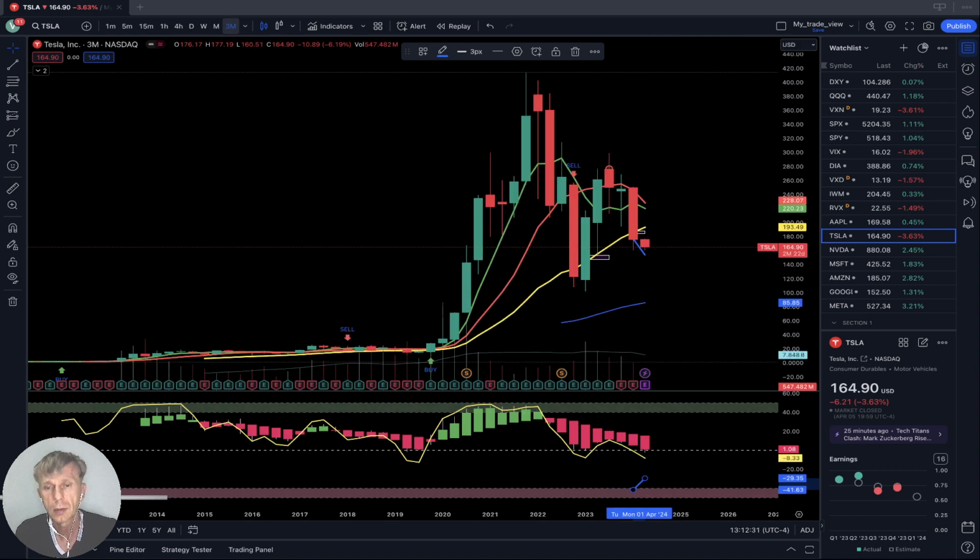It's negative setup. Monthly, same, bearish trend, bearish setup. And quarterly, last bar below SMA 20, bearish trend. Tesla, very negative. Tesla is bearish.